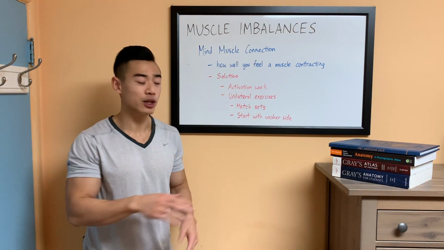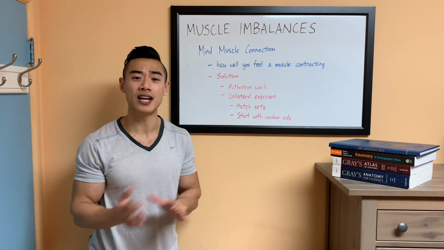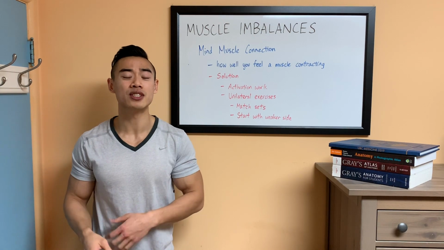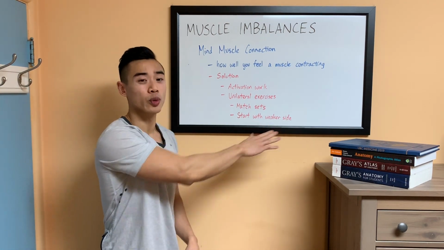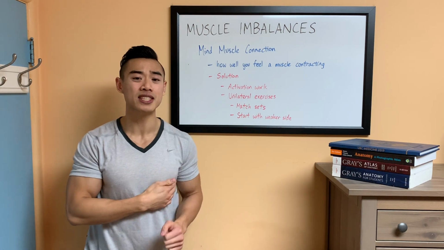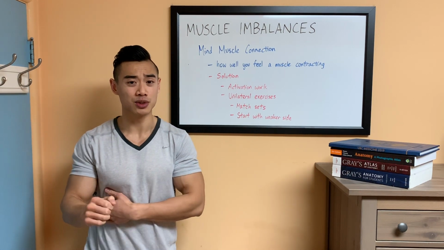Now, I recommend that you should be matching sets on both sides. Just because one side's stronger doesn't mean you should be doing more reps. To make sure this happens, you might try starting with your weaker side when doing unilateral movements to make sure that you're matching those reps.